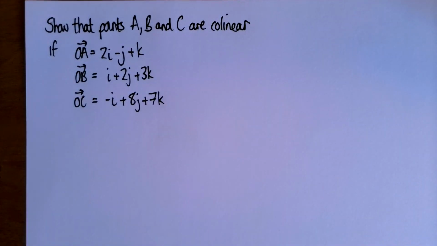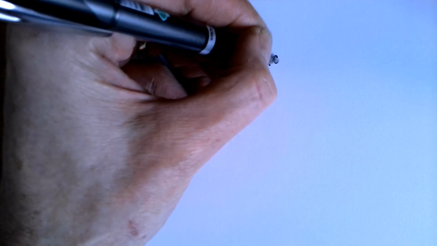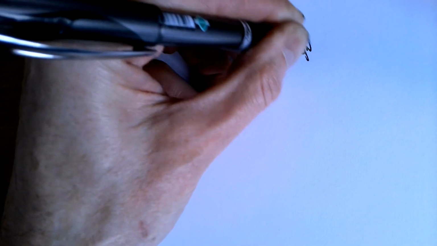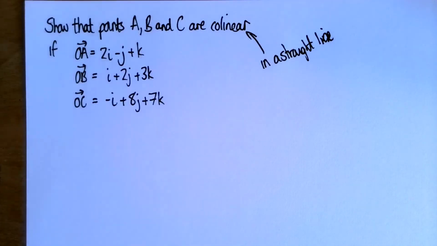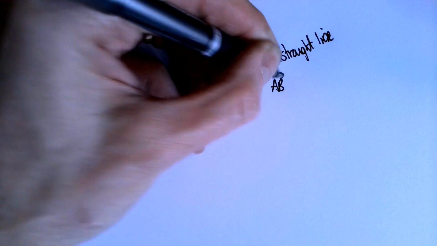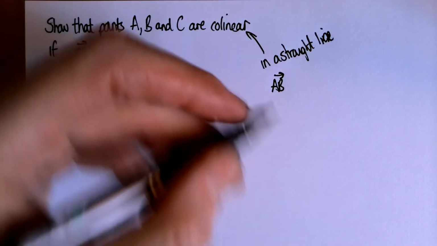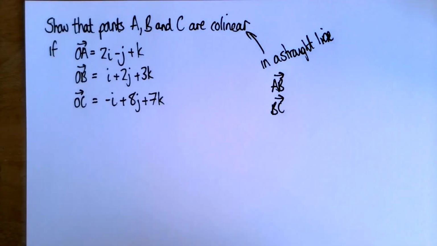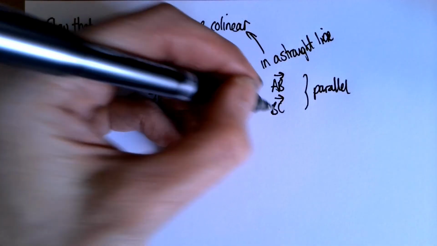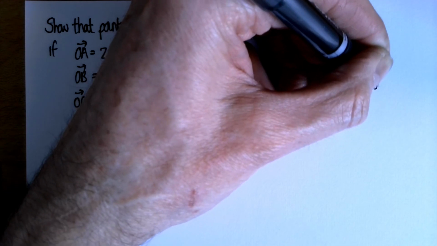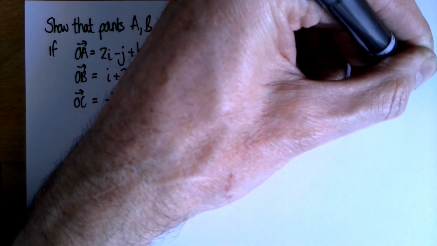So here's a development of the parallel argument. We're being asked to show these 3 points are collinear. Collinear means in a straight line. And to do this, we're going to work out the vector from A to B. We're going to work out the vector from B to C. We're hopefully going to show that they are parallel using the thing we just talked about, but we're also going to be able to say that they share a point. So if they're going in the same direction and they go through the same point, they must be in a straight line.